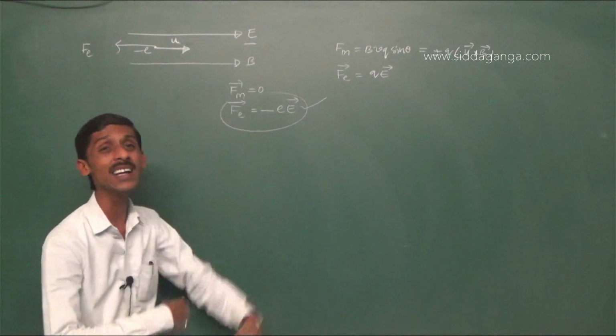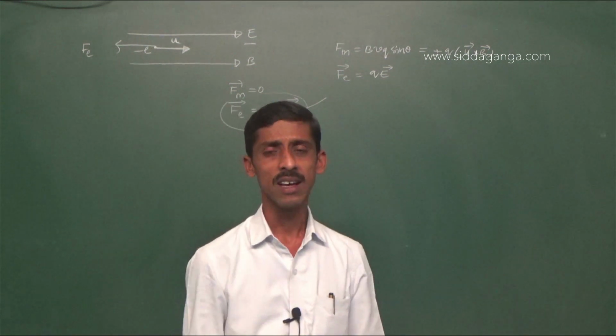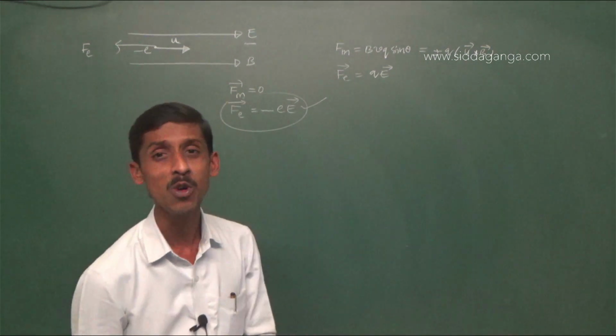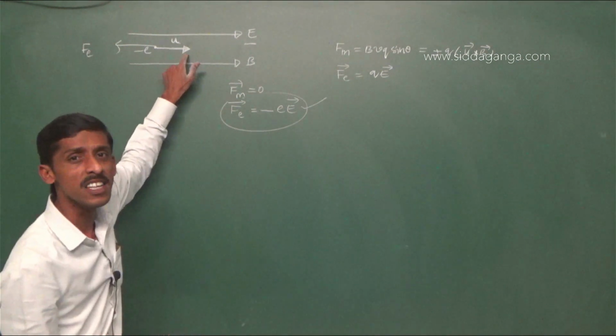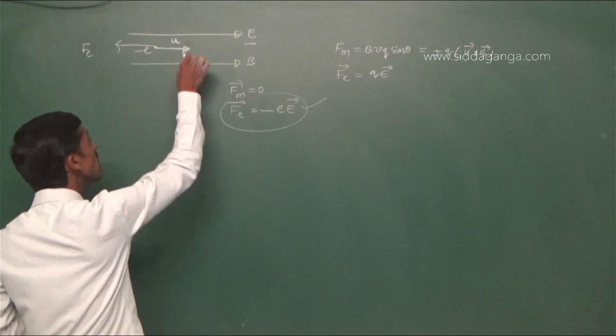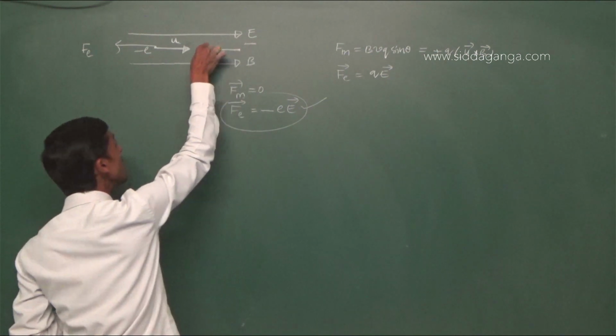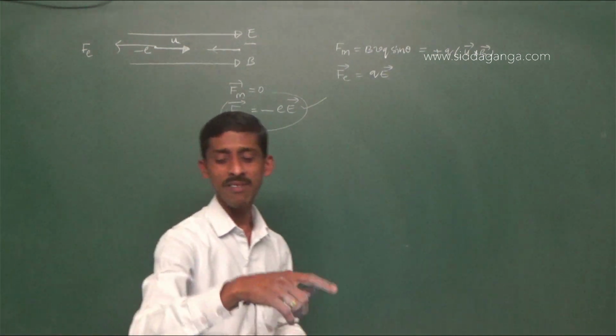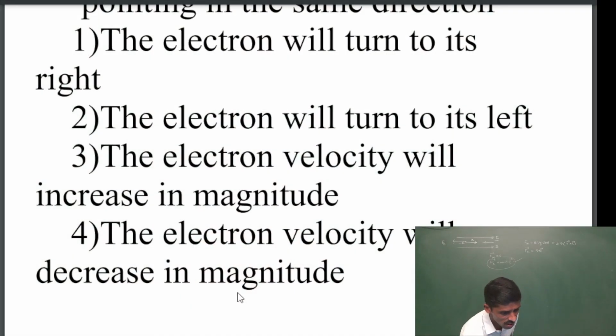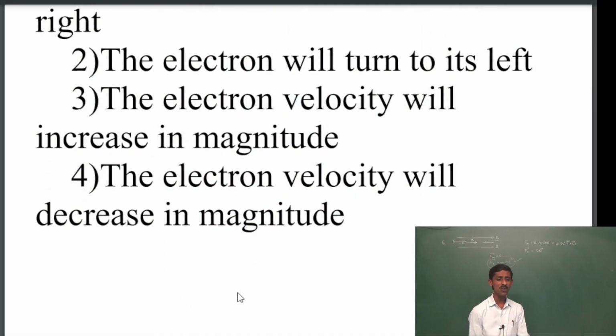So the electron will undergo retardation. With what speed you projected? u. So what happens to this speed? The speed goes on decreasing. So the electron will undergo retardation. Finally, it will come to rest at one point. Then it retraces its path. However, in the question it is asked only about the path of the electron, and what about the speed? You see, in fourth option, the electron velocity decreases in magnitude, means speed decreases. So fourth option.